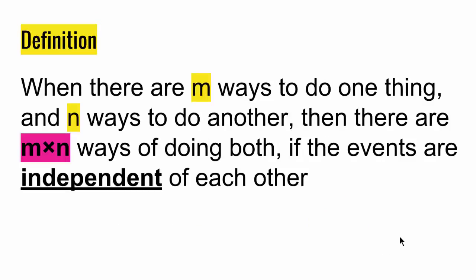So basically the definition: when there are m ways to do one thing and n ways to do another thing, and let's say we have r ways in doing something else and k ways in doing something else, q ways in doing something else, then there are m times n times k times r times whatever ways we have if the events are independent of each other. This is how we count ways to do things that are independent of each other. We basically multiply one way times the other, and we get the total ways of doing both or more of them.